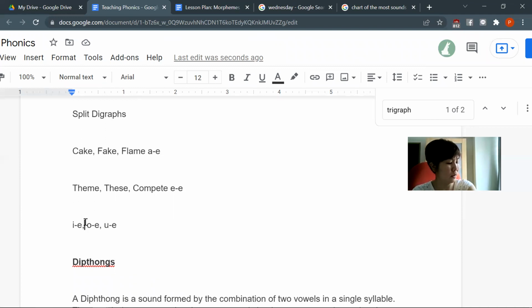So that's always hard for students who are sight reading, because they're going to go, okay, C-A-K, before they get to the E. If they're just reading from letter to letter, then they're going to say "cack," but it's "cake." It's important for them to know the way these work.